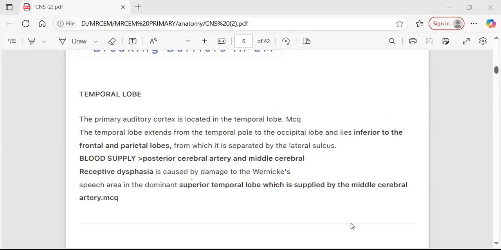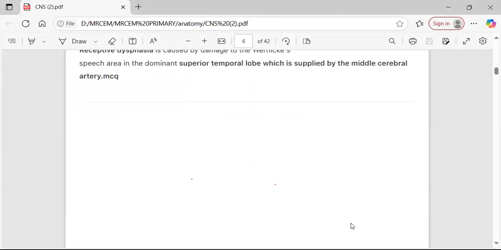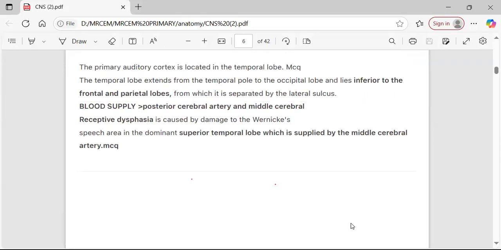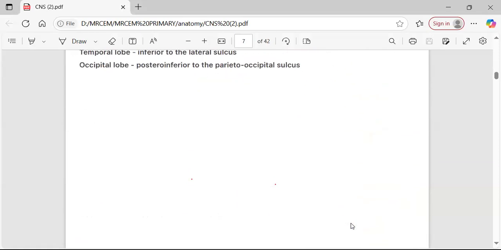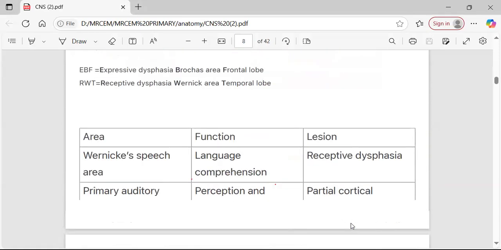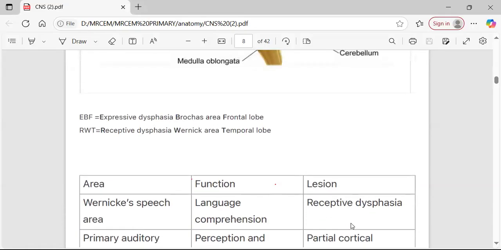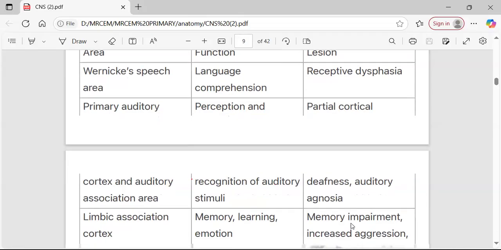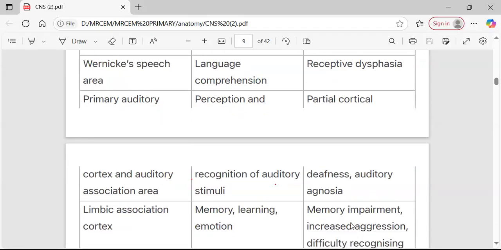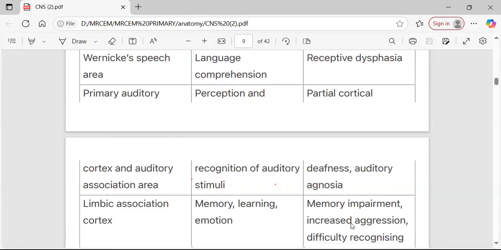Okay. And the blood supply is the middle cerebral artery, that we discussed. We have discussed expressive dysphasia, Broca's area, frontal lobe, or receptive dysphasia, Wernicke's area, temporal lobe. Wernicke's is language comprehension. Damage will lead to receptive dysphasia. Primary auditory cortex is perception and recognition of auditory stimuli, lying in the temporal lobe.